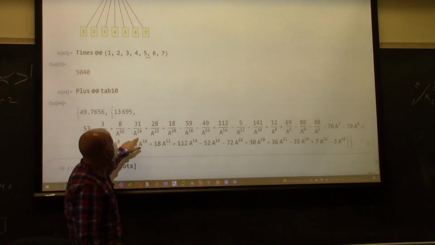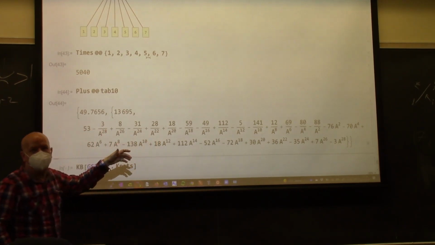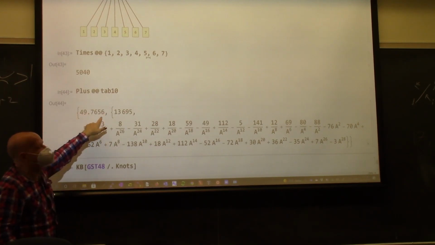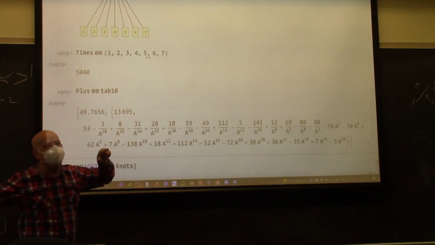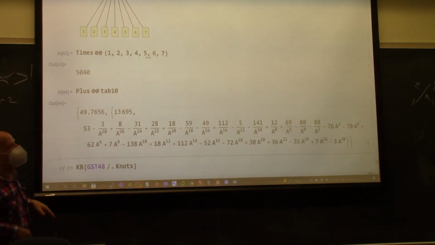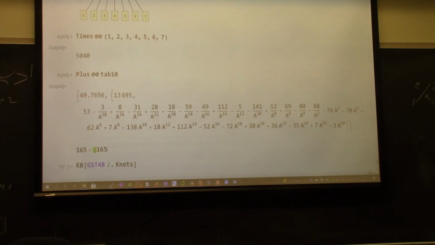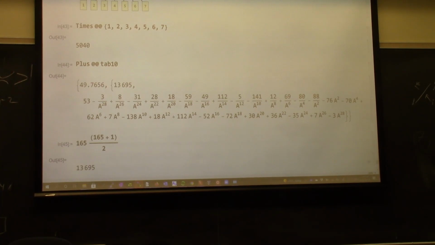The last entry is the sum of all Kauffman brackets of all knots within the table. The first entry is the sum of the times. It took 50 seconds to compute. And this entry is the sum of the serial numbers. So it's 1 plus 2 plus all the way up to 165, which is silly, but that's what I just computed. In fact, if you don't believe me, let's do 165 times 165 plus 1, all of this divided by 2, it should be the same.